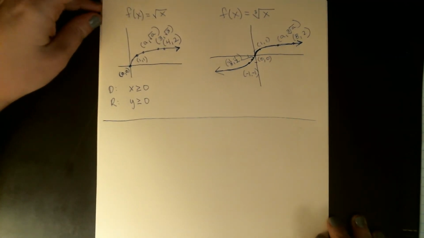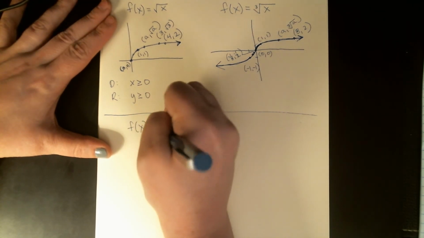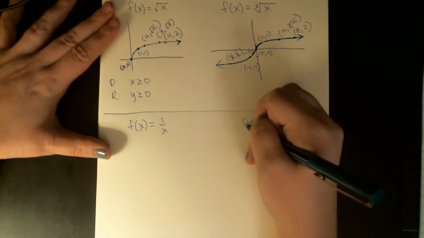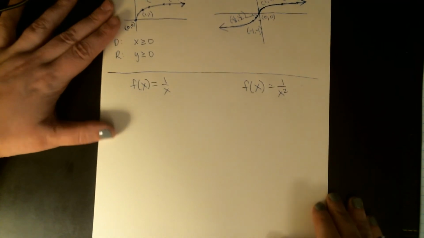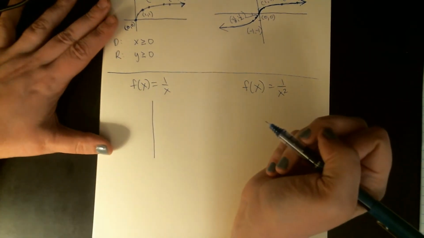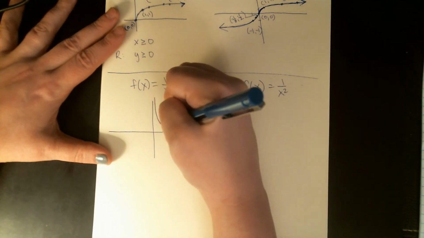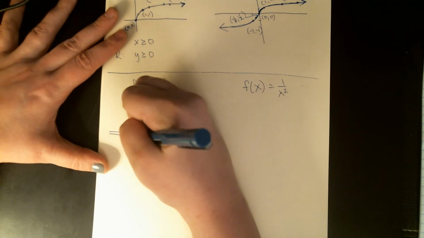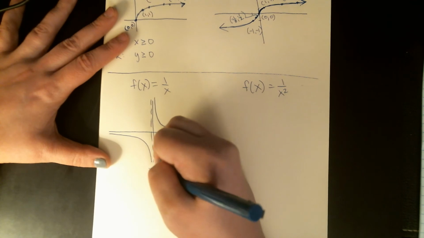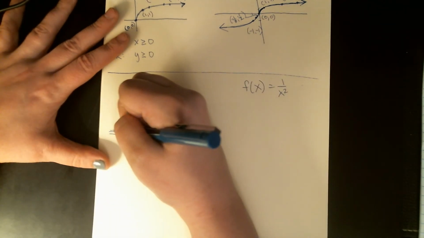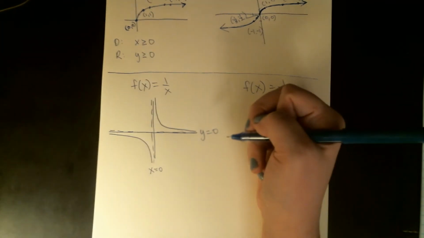These are our basic rational functions. So the reciprocal function, f of x equals 1 over x, is one of them. And then the other one that I'll look at here is f of x equals 1 over x squared. 1 over x looks like this. It has a vertical asymptote along x equals 0. I know it looks like it's just off to the side, but it's right on the axis. And a horizontal asymptote at y equals 0.